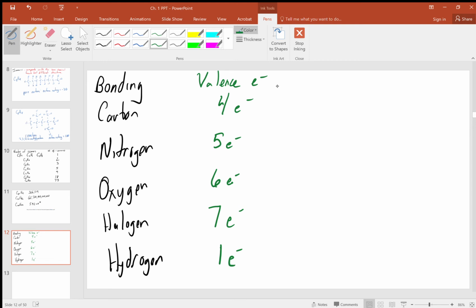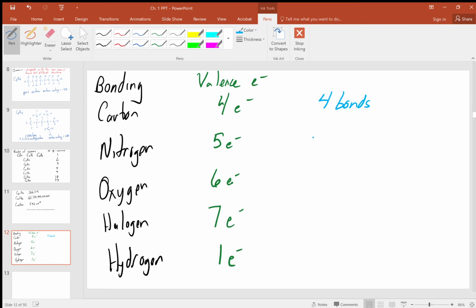So what then do each of these elements need? Well, if carbon has 4 electrons, it needs 4 more. So carbon will form 4 bonds. And can we say that carbon always forms 4 bonds? Yes, that is something we can definitely say. Carbon always forms 4 bonds.